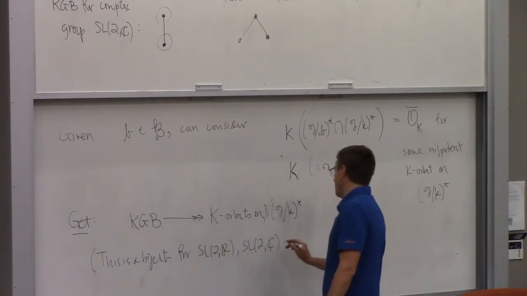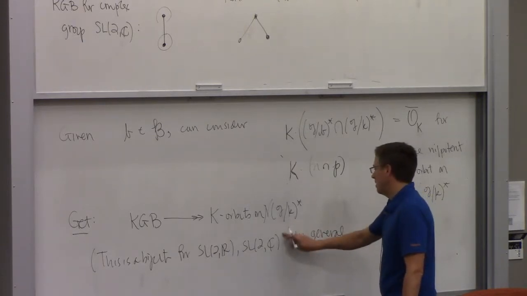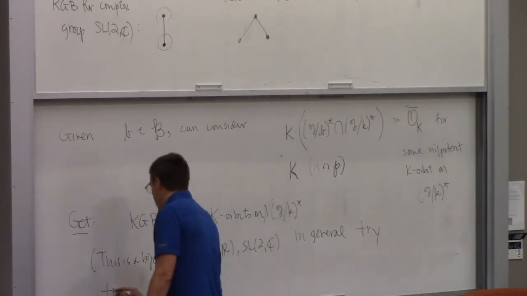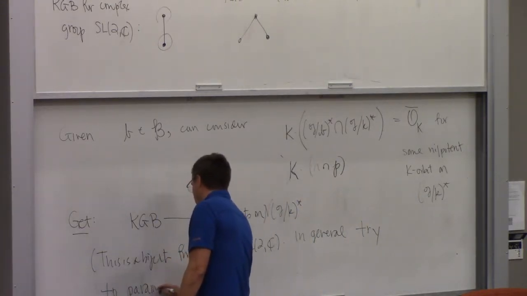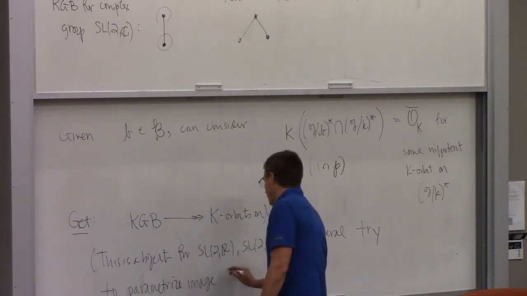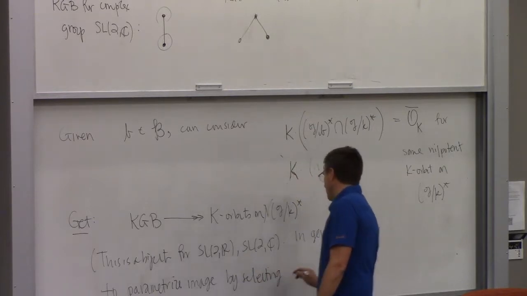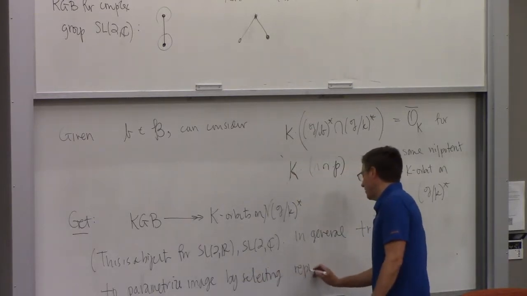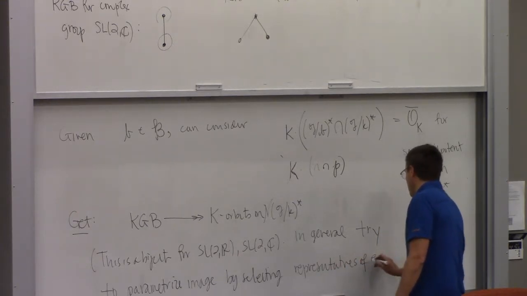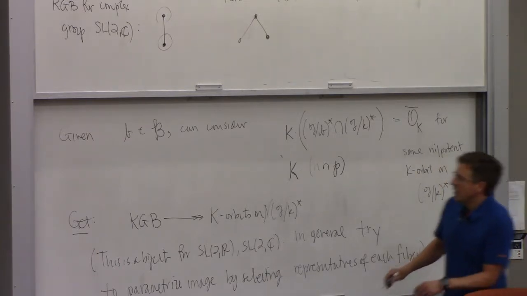In general, but in general, try to parameterize the image by selecting representatives of each fiber in some intelligent way.